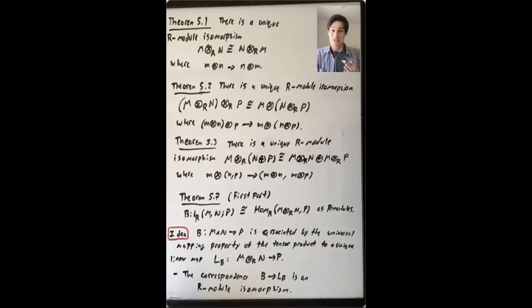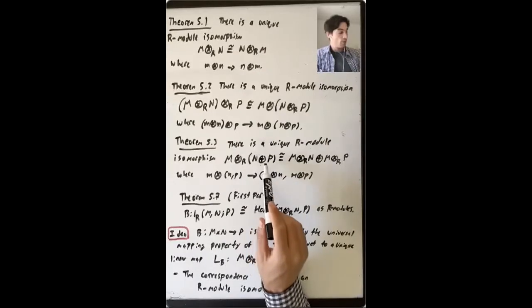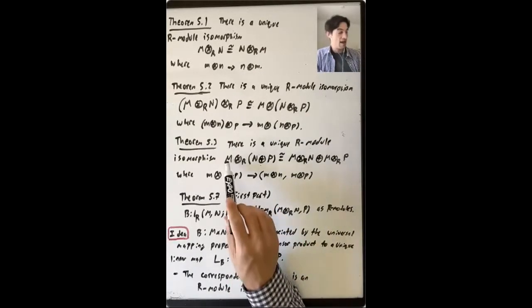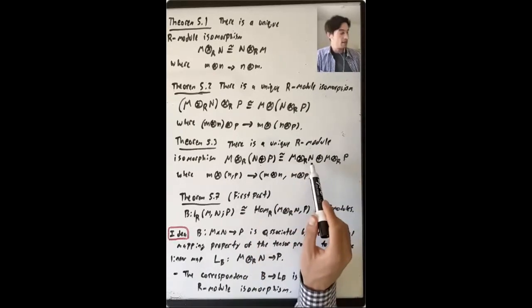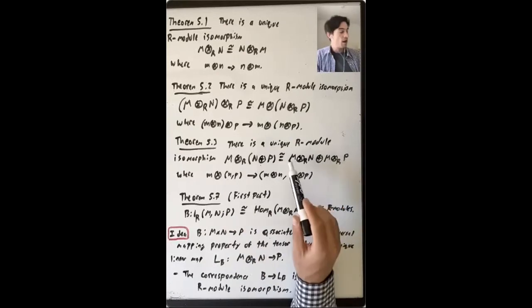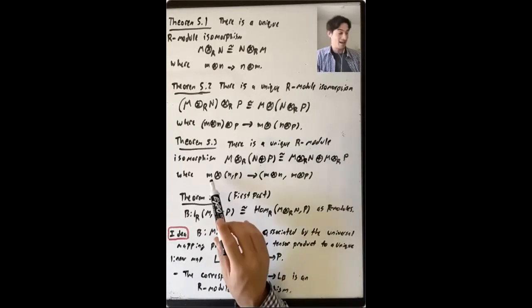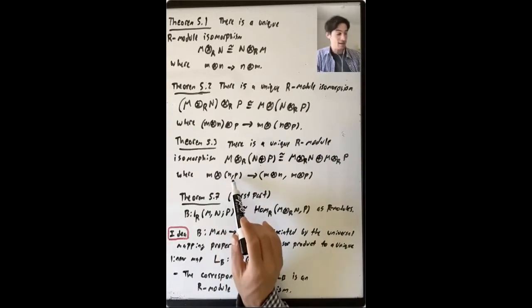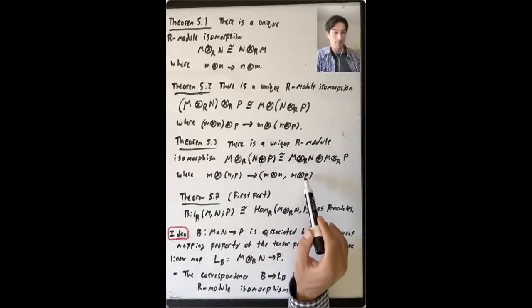The next result is, again, something you would expect: the tensor product behaves nicely with respect to taking the direct sum of two modules. M tensor (N plus P), the direct sum, is isomorphic to the direct sum of M tensor N and M tensor P, where we send the elementary tensor m tensor (n, p), this element in the direct sum, to (m tensor n, m tensor p).